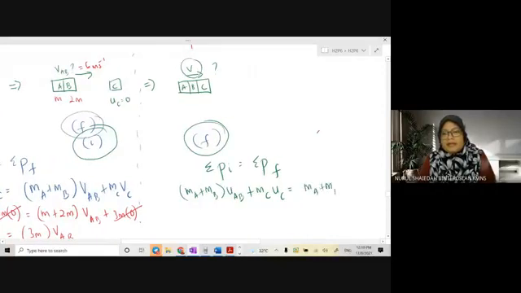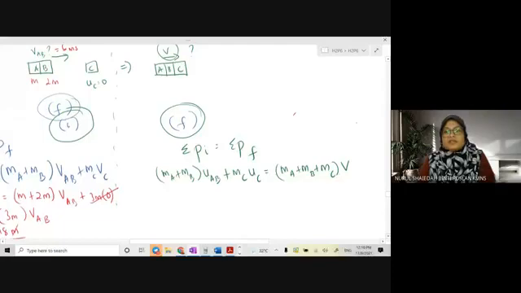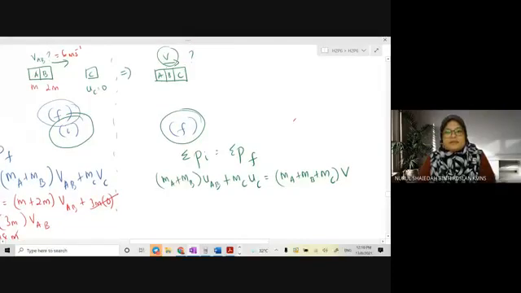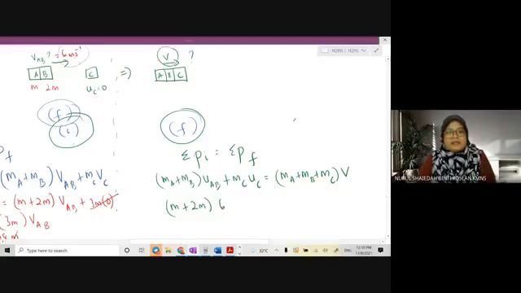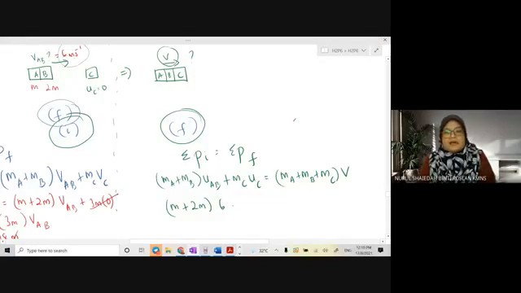Plus MC UC equals MA plus MB plus MC V, because they move with common velocity. Dia bergerak dengan V yang sama. MA still M, MB still 2M. So UAB, U now sekarang adalah 6. The one that you calculate tadi lah, you dapat 6 ni. Ini adalah sekarang jadi initial. Plus MC still 3M, 0 static. So this one M plus 2M plus 3M V.